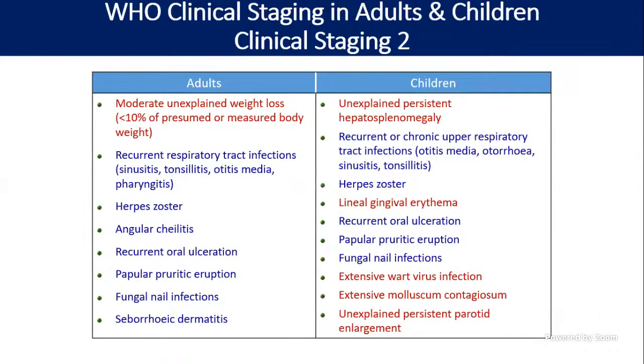So you see on your left are all the stage 2 related conditions in adults, and on the right are those in children. As I told you, mostly these are herpes zoster, angular cheilitis, oral ulceration, PPE, fungal nail, seborrheic dermatitis. Mostly these are all skin and dermatological manifestations. Similarly, you will see in children too, but you see extensive wart, extensive molluscum, gingival erythema. These are again not part of the adult clinical staging. Next slide, please.